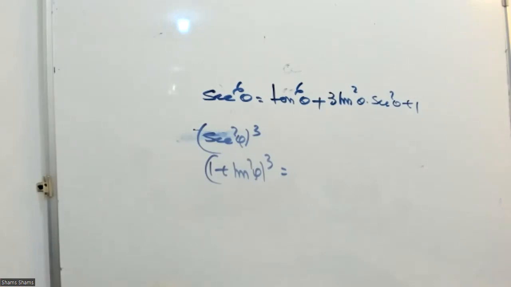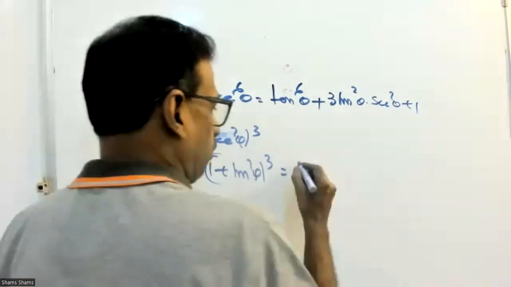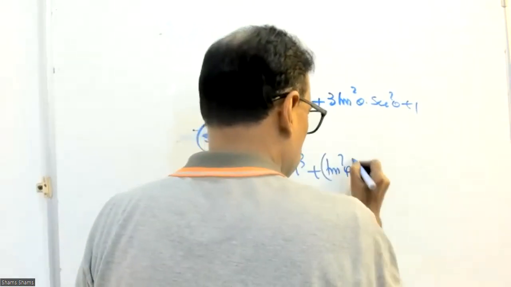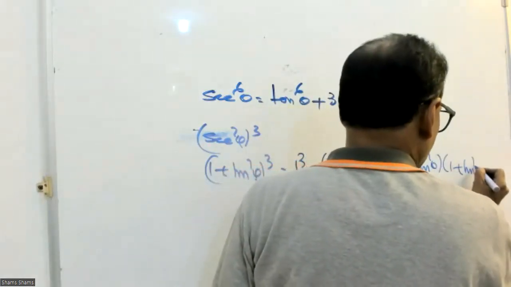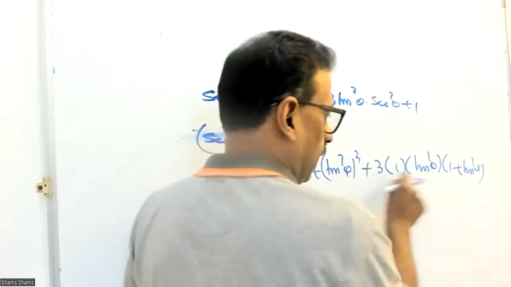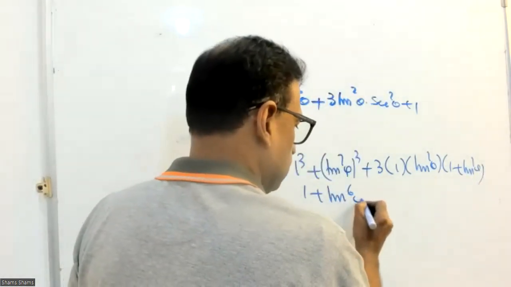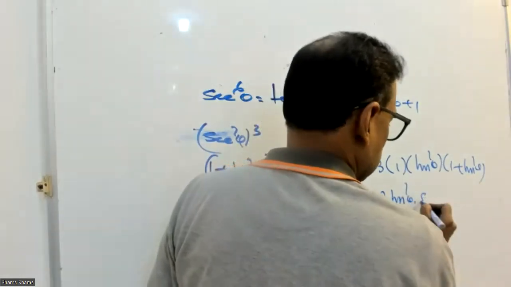Okay, finish. We got 1 cube plus tan square theta whole cube plus 3 into 1 into tan square theta into (1 plus tan square theta). Agree or not? a cube plus b cube plus 3ab into (a plus b): 1 plus tan raised to 6 theta plus 3 tan square theta into sec square theta. All the same.